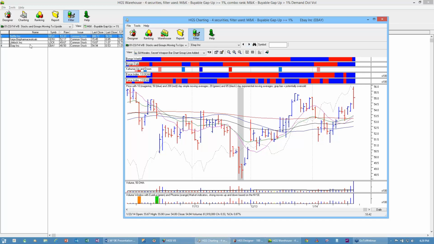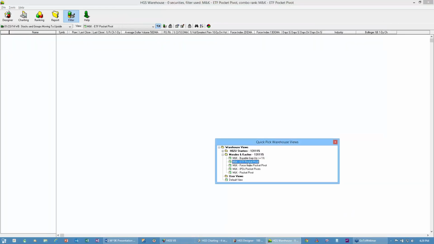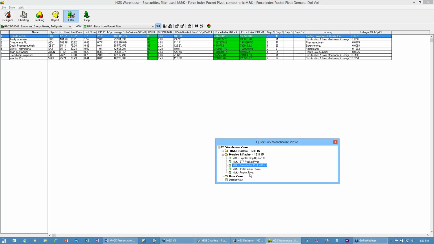And that's it. There were only 4. But there aren't any ETFs in here, obviously. Here's the force pocket pivot with both the force indexes and the pocket pivots.